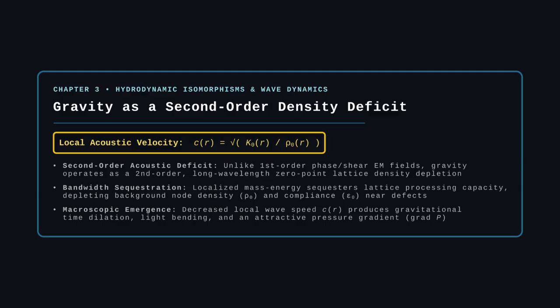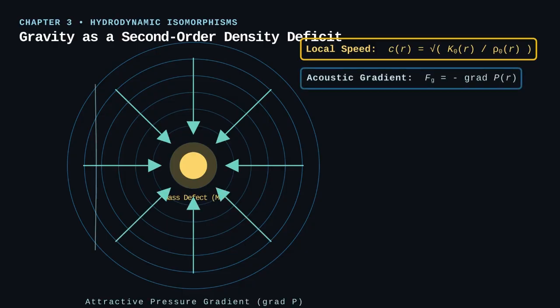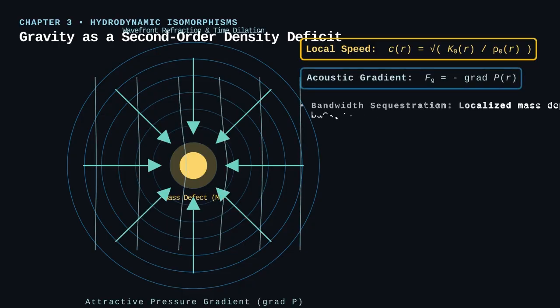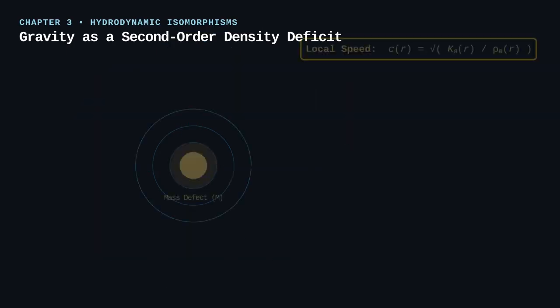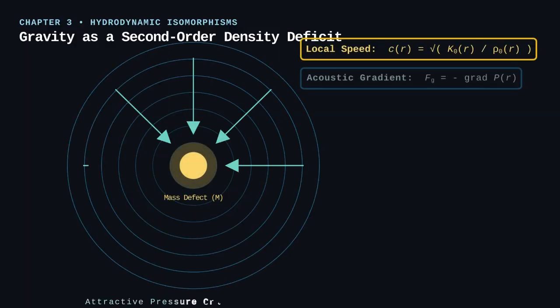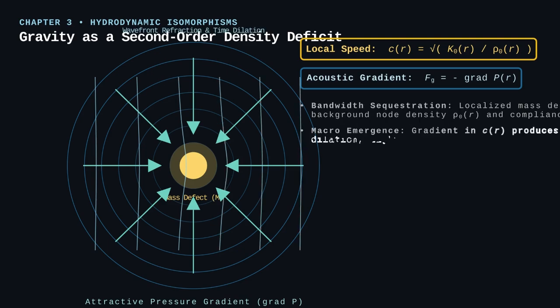Finally, for gravity as a second-order isotropic link tension deficit, while electricity and magnetism represent first-order directional phase and shear modulations of the background carrier wave, gravity operates as a second-order, long-wavelength acoustic density deficit. When mass energy is localized within the medium as a stable subatomic wave packet or topological defect, it sequesters a fraction of the local lattice processing bandwidth. This localized energy concentration creates a subtle, isotropic depletion in the surrounding zero-point lattice density, rho 0, and bulk compliance, epsilon 0.